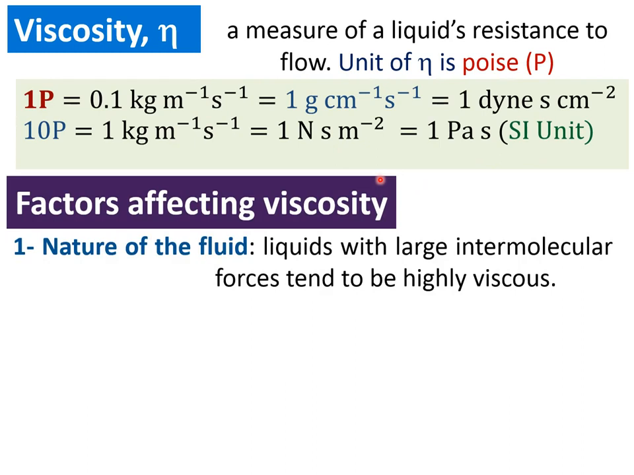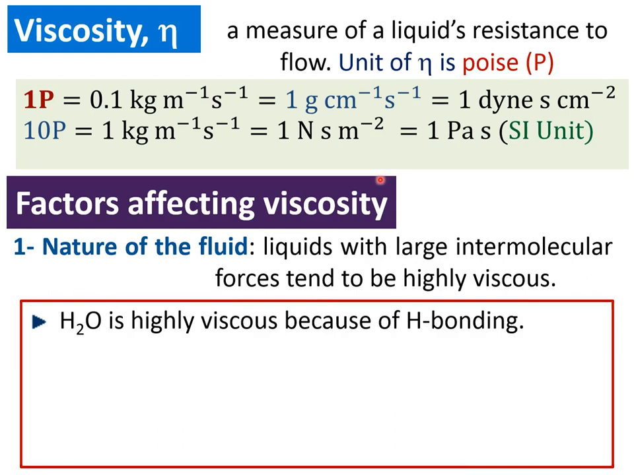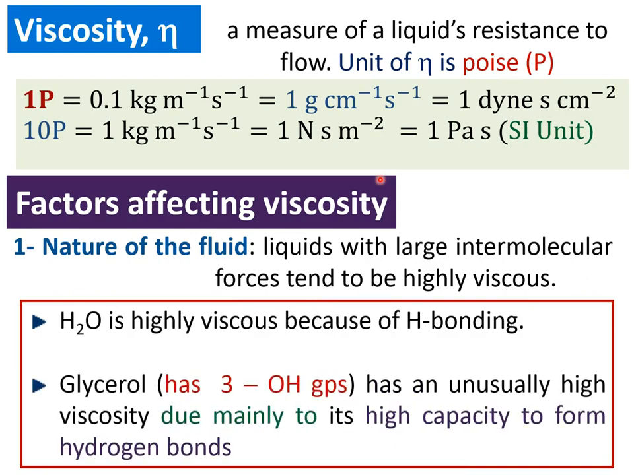the liquid. When I say the nature, I mean the types of intermolecular forces that exist. Okay, water is highly viscous because of the existence of hydrogen bonding. But look at glycerol. Every single molecule has 3 hydroxyl groups. So the amount of hydrogen bonding is huge, and that's why glycerol is much more viscous than water.